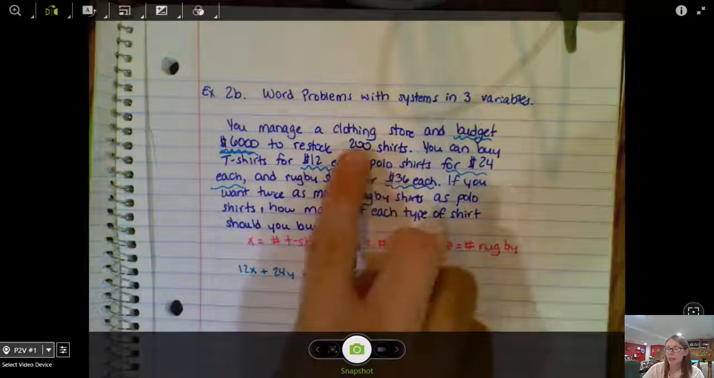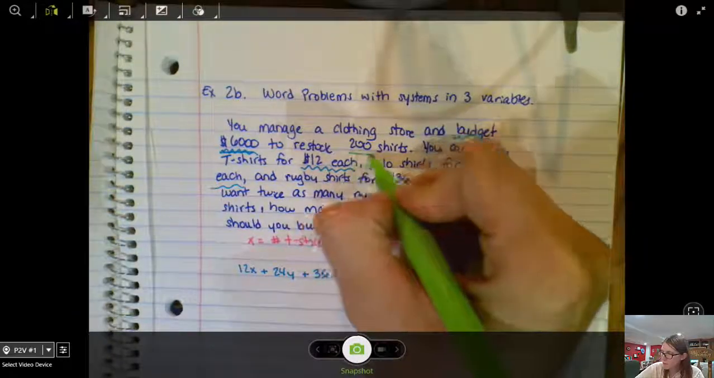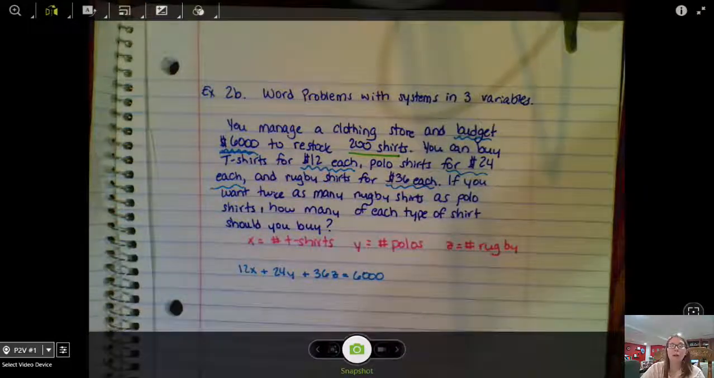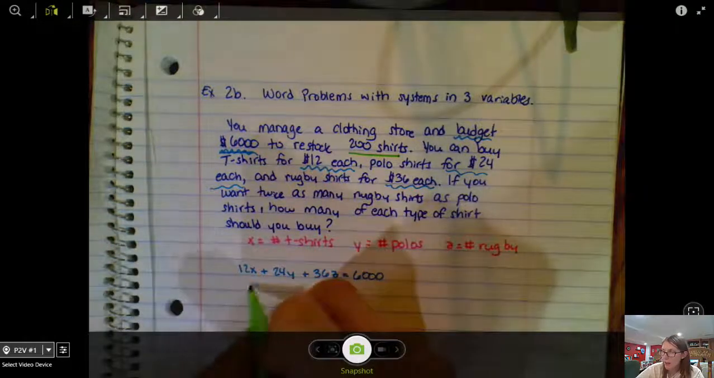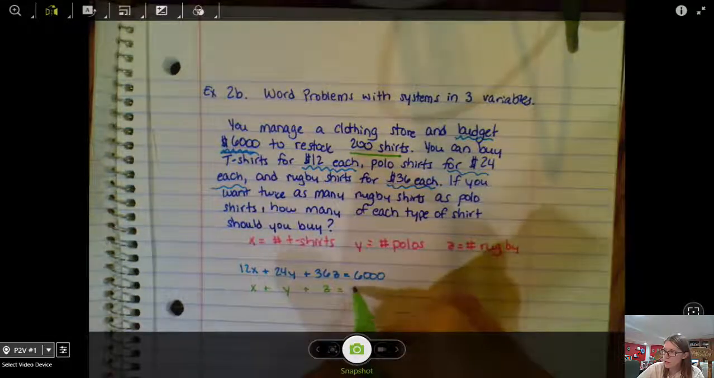Then all together, we are restocking 200 shirts. So that's our total of our t-shirts, polo shirts, and rugby shirts added together. That's x plus y plus z equals 200.